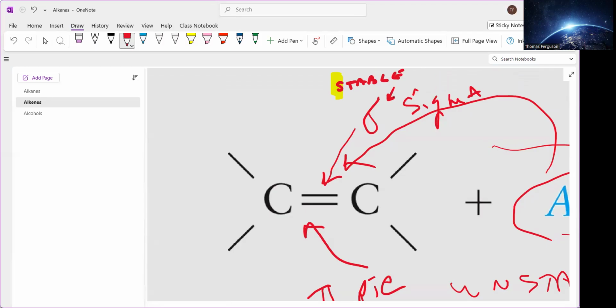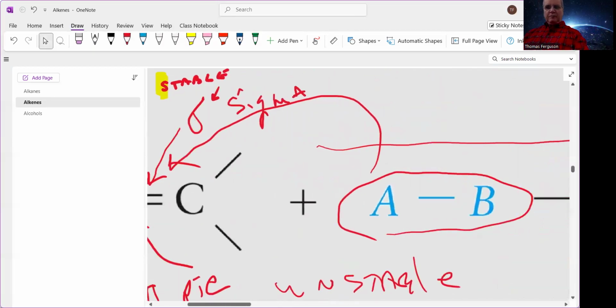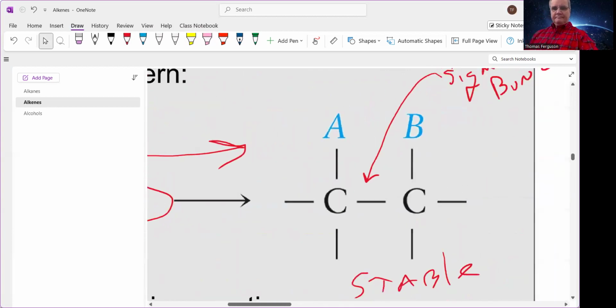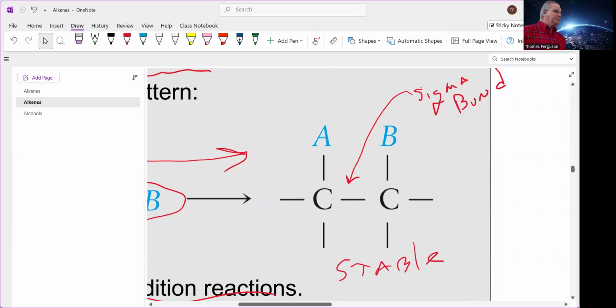So when we react a double bond, it reverts to a single bond. And in that reversion, it forms a sigma bond. And that sigma bond is very stable. Now this is a trend throughout the rest of the semester. We go from unstable to stable all the time, never the reverse. If we go the reverse, we have to put a lot of energy into the system.